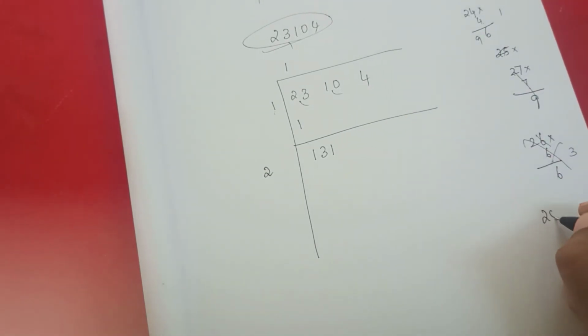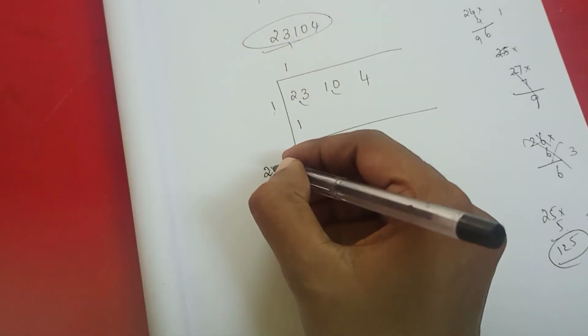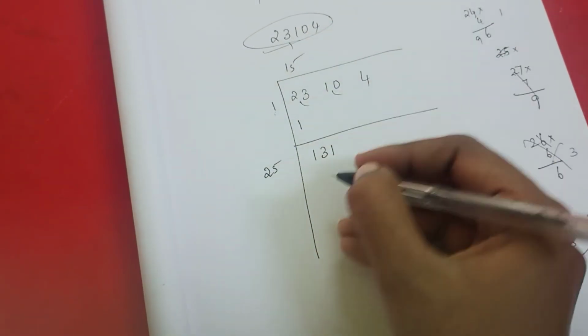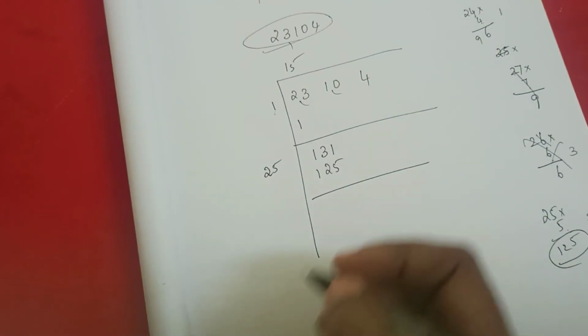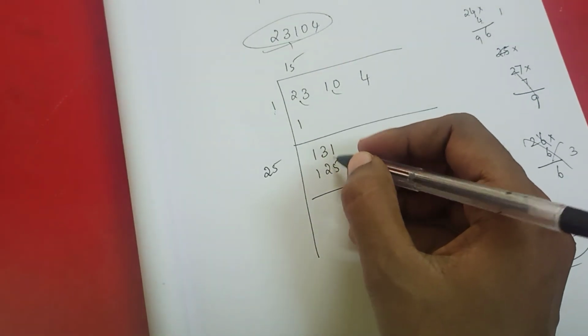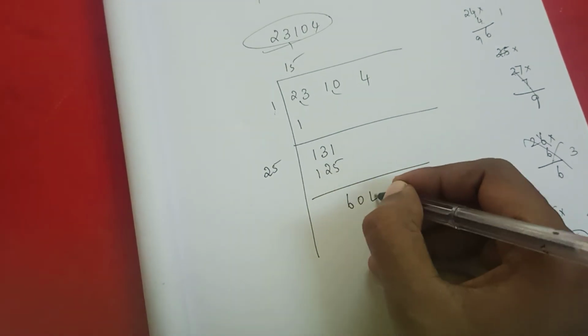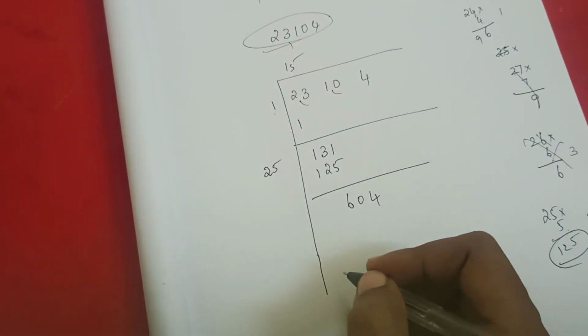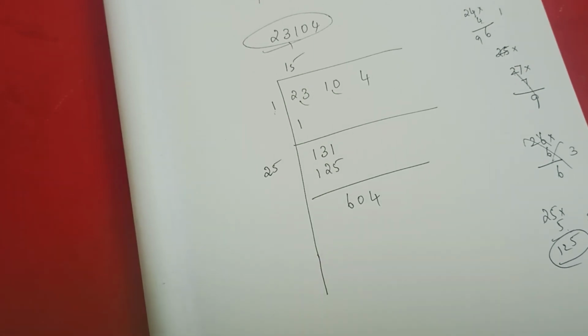If we go for 25, what will happen? 5 5s are 25, 2, 2 5s are 10, 11, 12. Maybe this will be big. Okay, so we can apply 5. So what will happen? 125. So what's the balance here? 131, 125 subtracted means 6 you will get, then 604. Then what you need to do? Again you need to multiply. Next only we'll make the mistake.